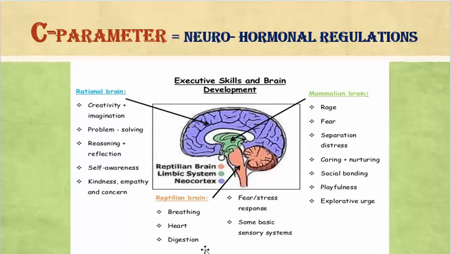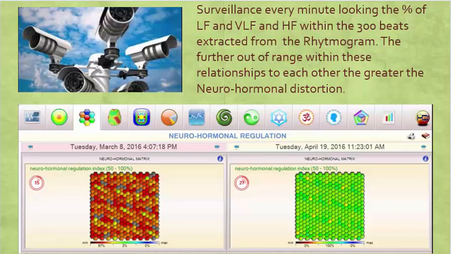This is why the subcortical area interprets all this information from inside and outside, through the baroreceptors and the chemical receptors, and then sends this information back to different parts of the regulatory system, like neurohormonals, like the HPA axis: hypothalamus, pituitary, adrenal axis. So we want to find out what is going on and how we can interpret this information. The C parameter is basically the neurohormonal regulation matrix. Basically, it's kind of like a survival camera.